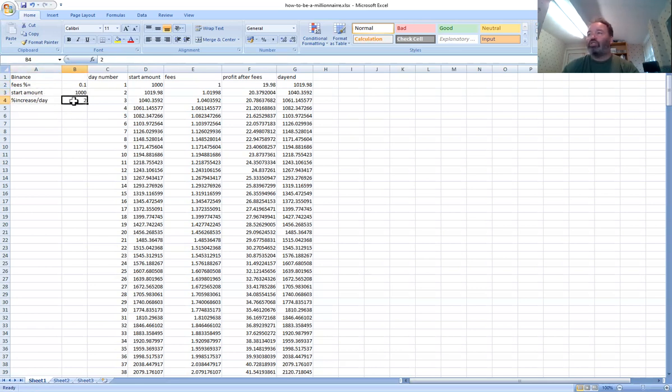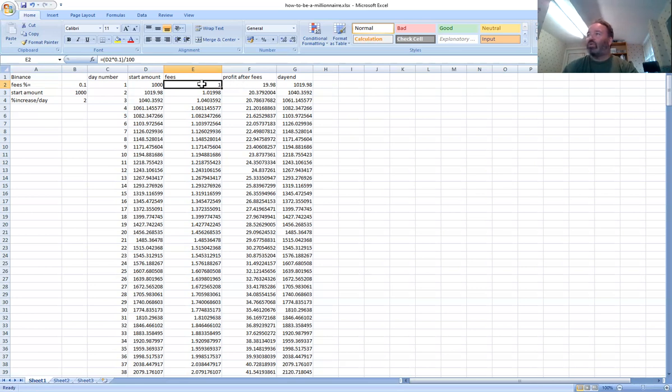And what we want to do is try and increase the percentage that we make from our start fund. So we're going to make 2% every single day, okay? So this is day one. And on the first day, we've got $1,000. And our fees are going to be 0.1%. So that would be $1. Okay, so $1 of our fees.